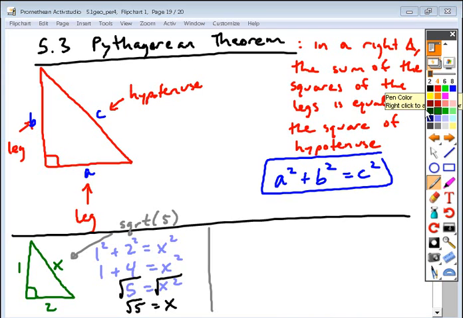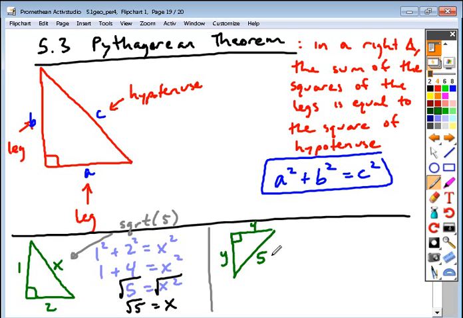All right, if we take a look at a second example, we may have the hypotenuse as our unknown, or we may have one of the legs. So let's take a look where we have a leg as an unknown. And I want you to see if you can come up with the value of y in this example. We have a leg of 4, hypotenuse of 5, an unknown leg designated y. See if you can find the value for y.